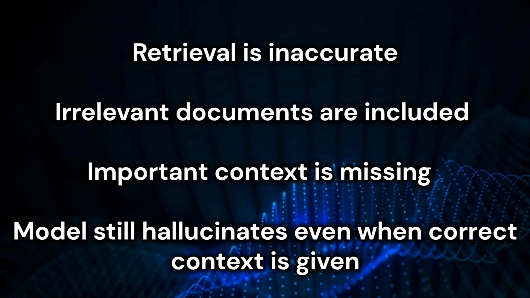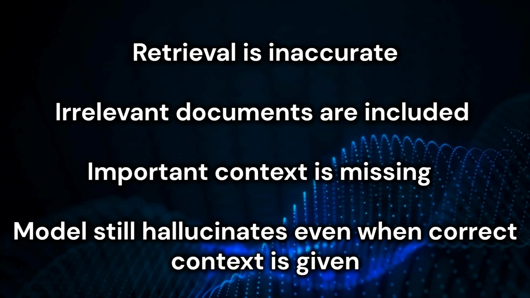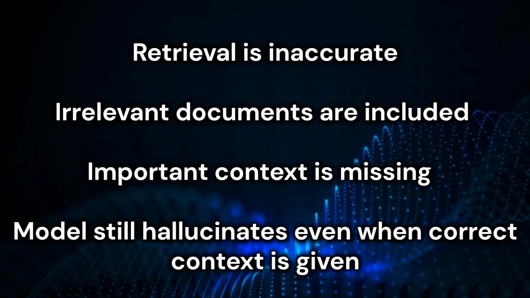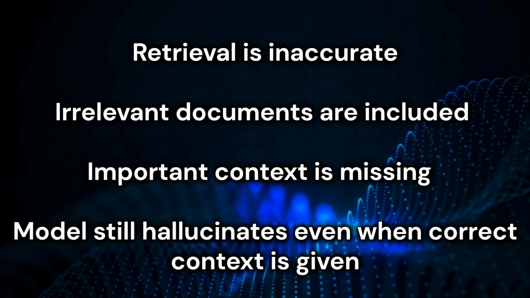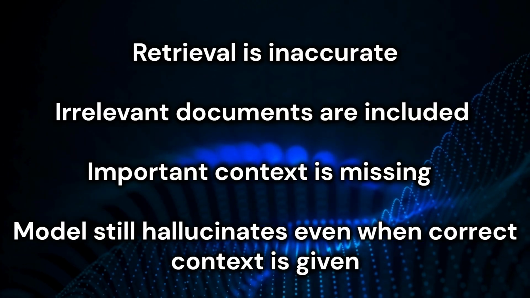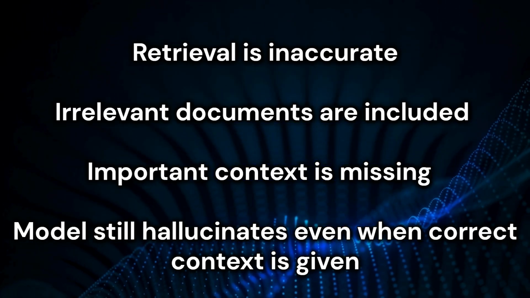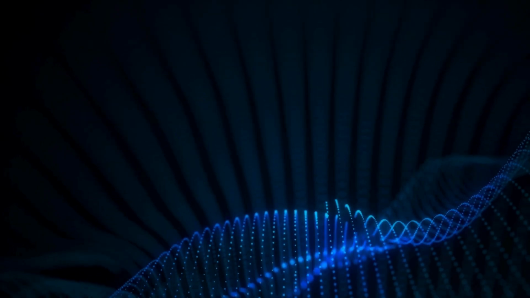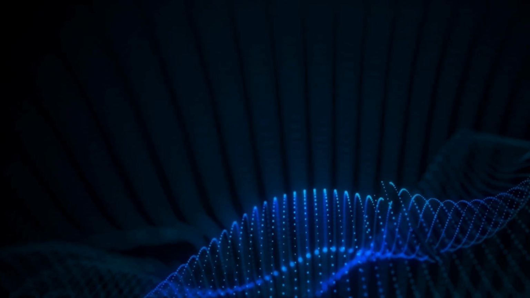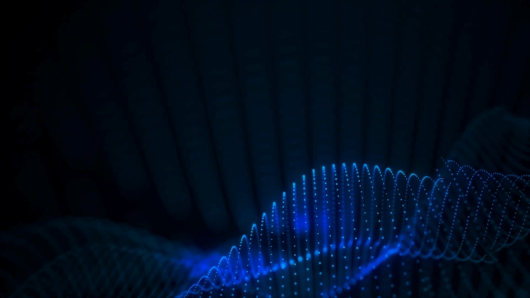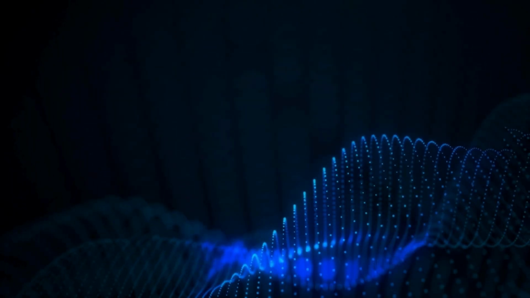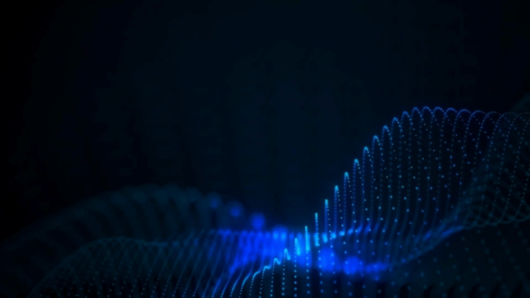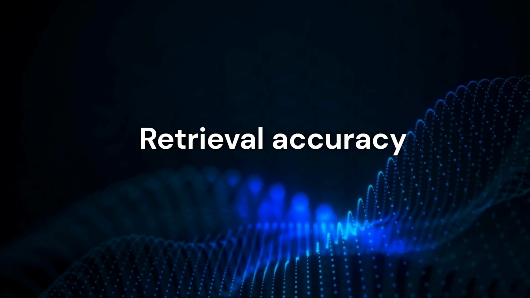Sometimes retrieval is inaccurate, sometimes irrelevant documents are included, sometimes important context is missing, and the model is hallucinating even when correct context is given. So in this lecture, we're going to fix all of these problems step by step and understand how real production RAG systems are built. Let's start with the most important foundation, retrieval accuracy.